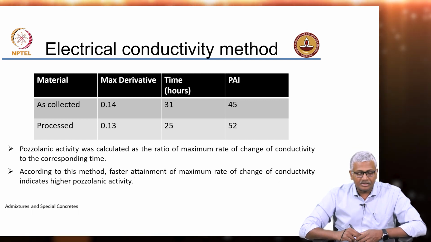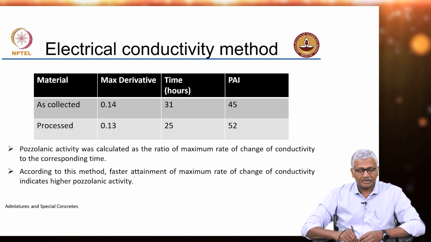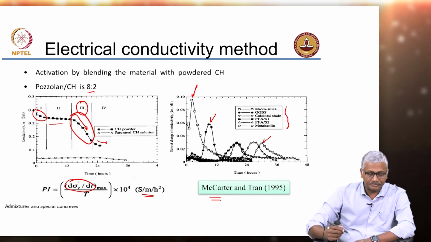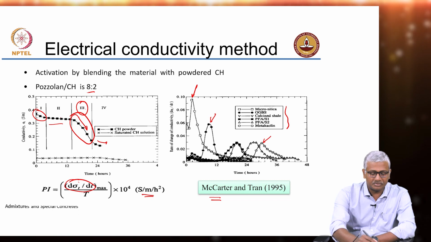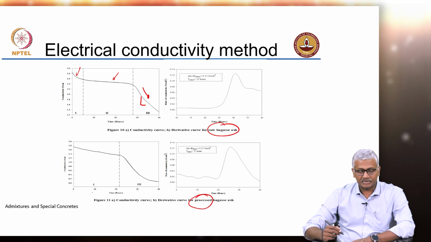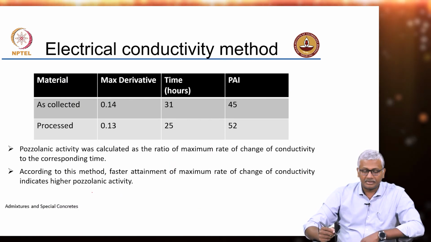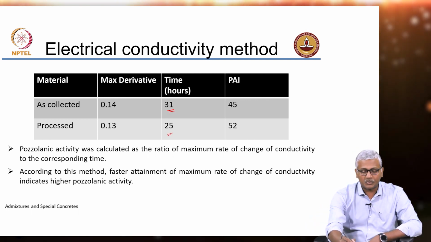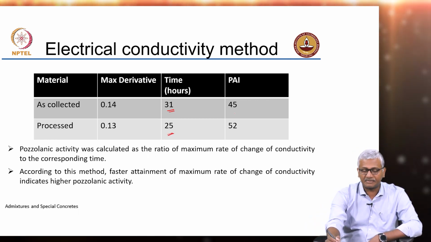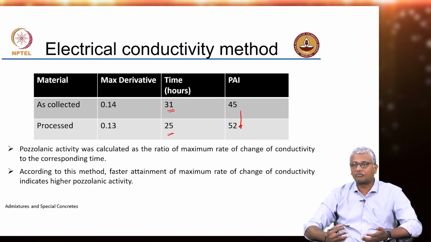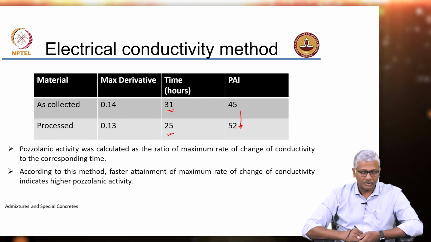So, this is the result of these. As per this equation, for the Pozzolanicity index, you need to divide the maximum rate by the time, okay, and that is what is done in this case. The time it takes for the maximum derivative to be obtained is 31 hours, here it is 25 hours. So, actually if you take the Pozzolanic activity index, as you do the processing, it seems to be going up from 45 to 52, okay.